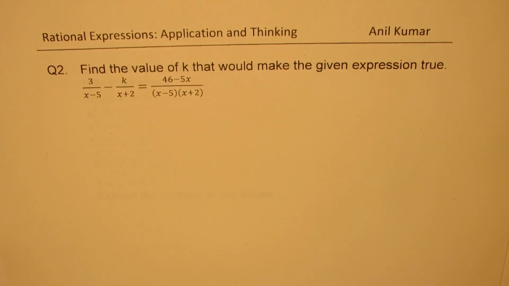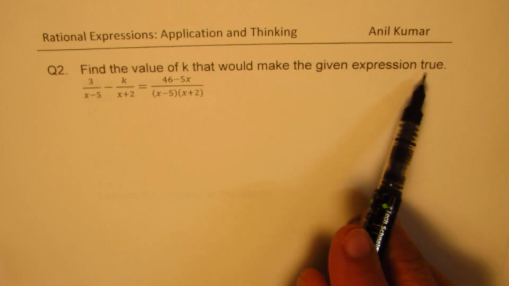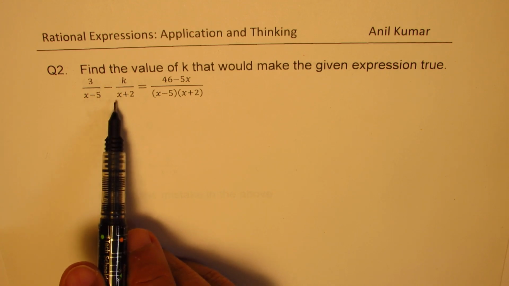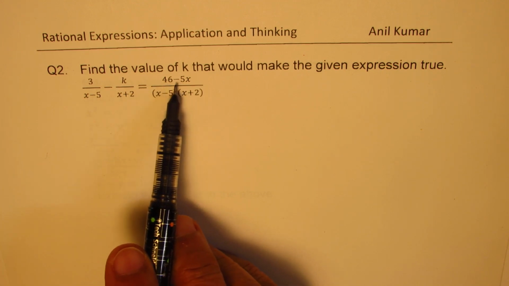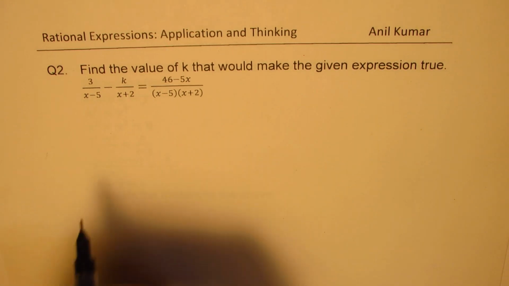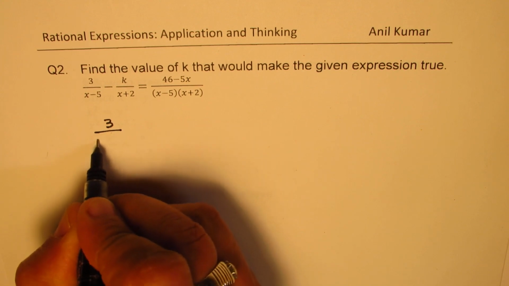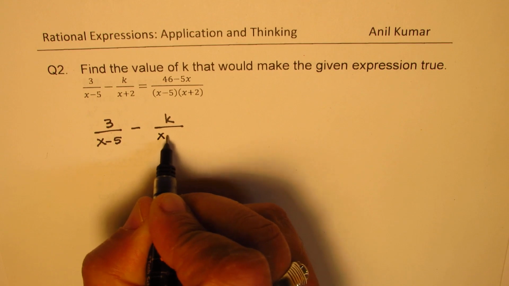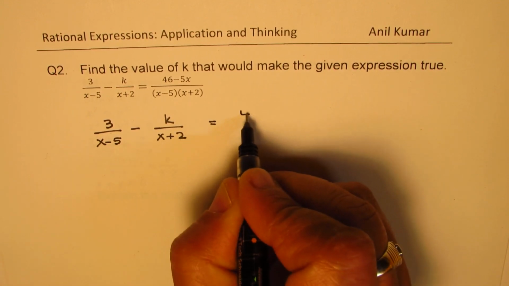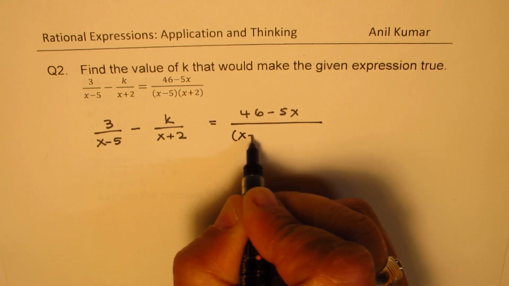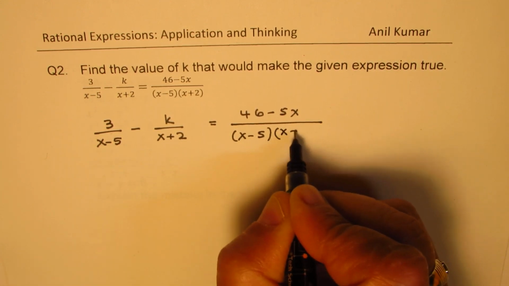Now let's take up the second question, which is, find the value of k that would make the given expression true. 3 over x minus 5 minus k over x plus 2 equals to 46 minus 5x over x minus 5 times x plus 2. So let me rewrite this. We have 3 over x minus 5 minus k over x plus 2 equals to 46 minus 5x over x minus 5 times x plus 2.